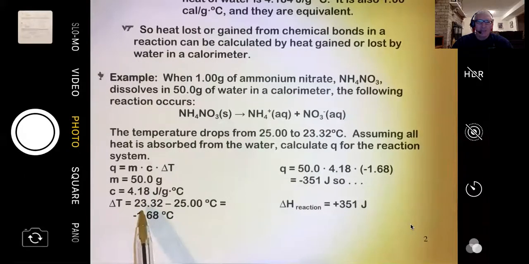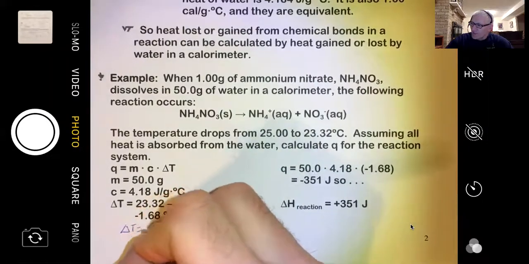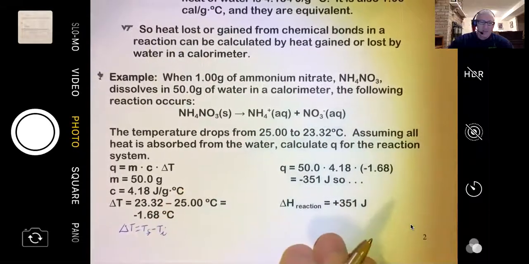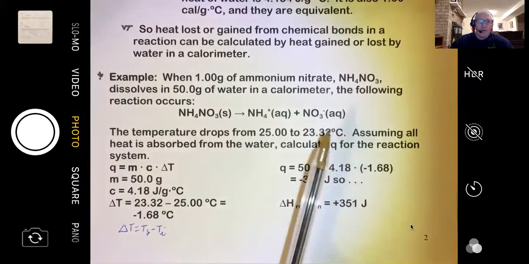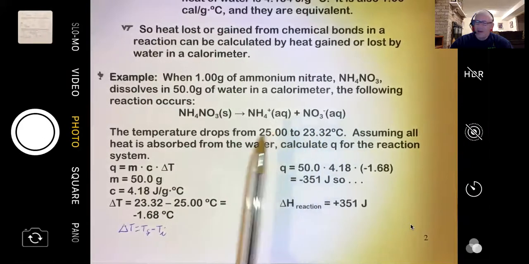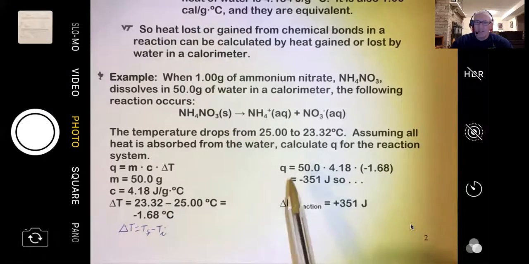And then we ask ourselves, well, what was the change in temperature? And change in temperature, you have to be careful with this, is always going to be final temperature minus initial temperature. So you know that your final temperature was 23.32, you know that you started out at 25, and the way I like to remember it is double check your sign. If it dropped temperature, it should be a negative. If it gained temperature, it should be a positive. So at this point, I go ahead and look at my Q equals MC delta T formula.